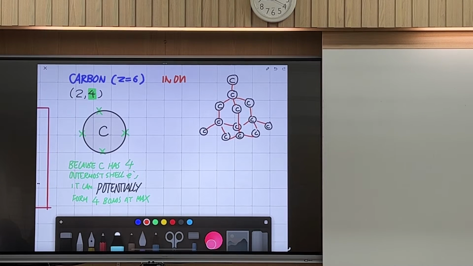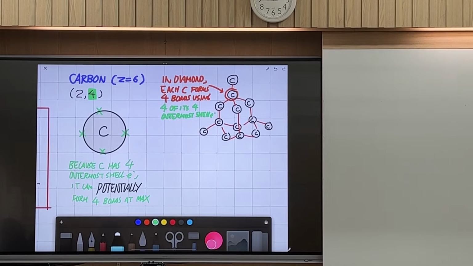In diamond, each carbon, just focus on this carbon if you don't know which carbon to look at, each carbon forms 4 bonds using 4 of its 4 outermost shell electrons.